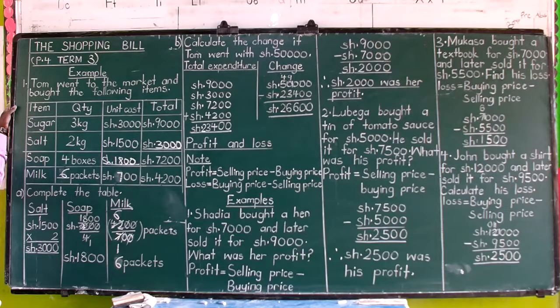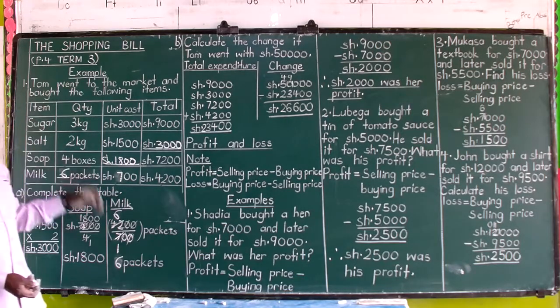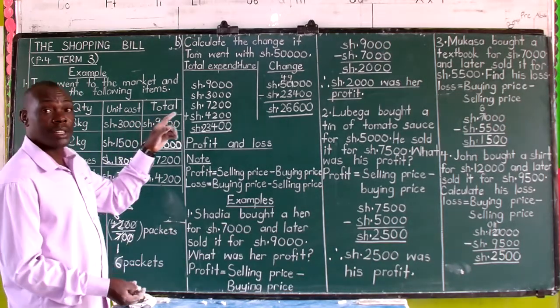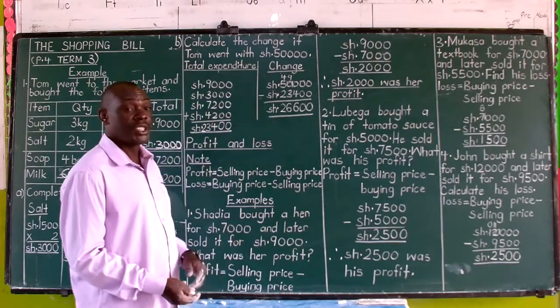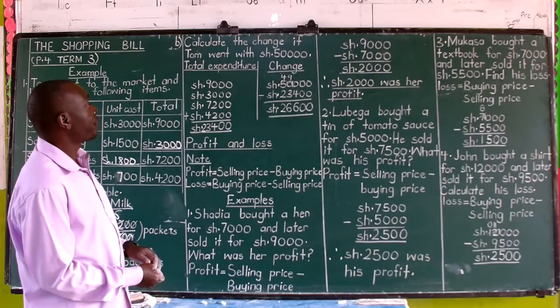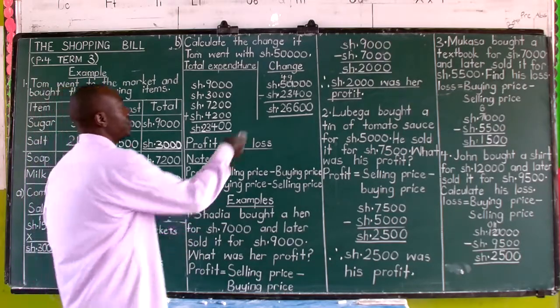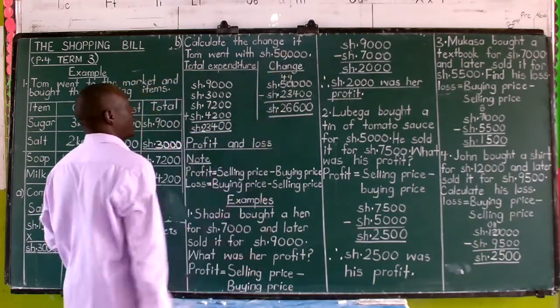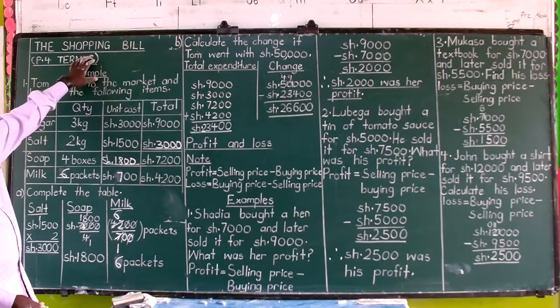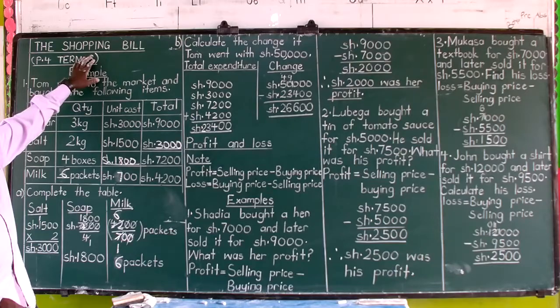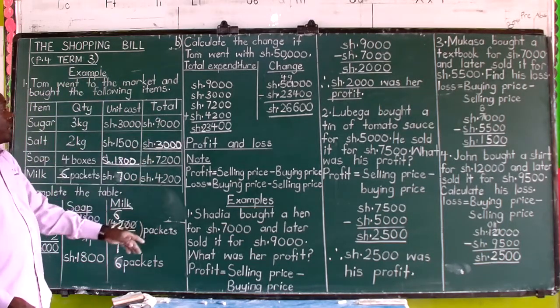And now we go to part B. Part B reads: calculate the change if Tom went with 50,000 shillings to the shop. So before buying an item, he had his 50,000 shillings. Therefore, what we do is to total up the expenses here. So, for total expenditure, we total up the expenses.